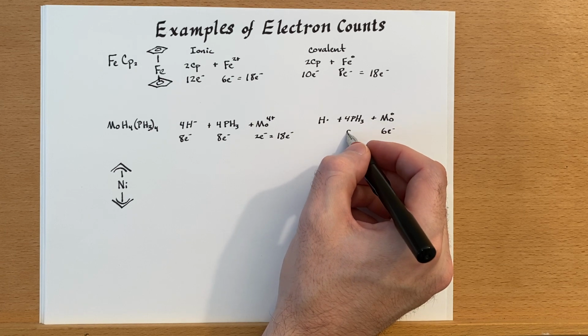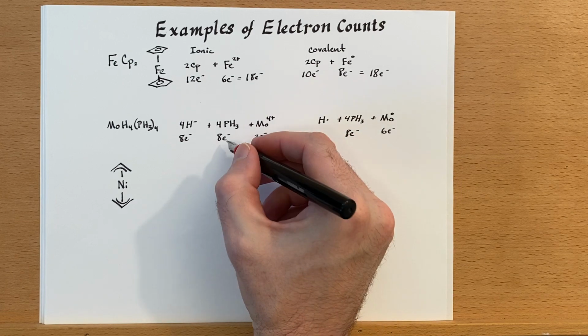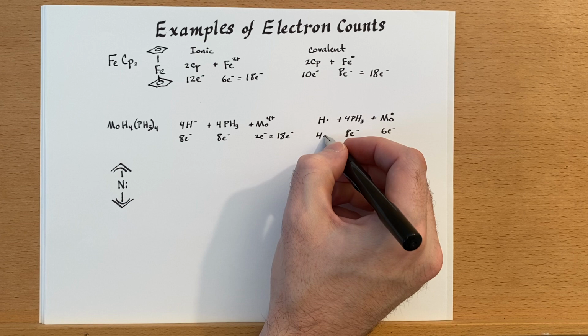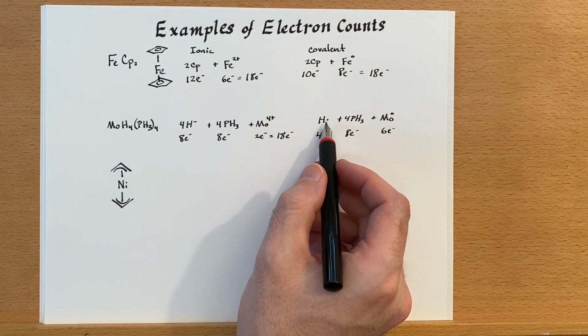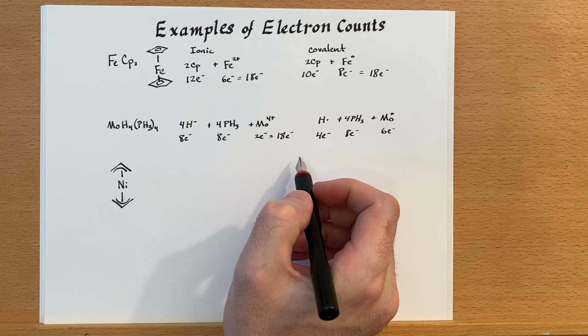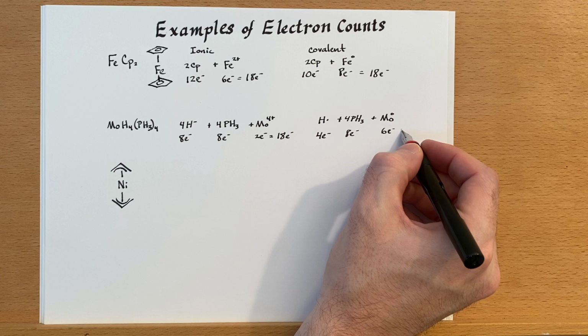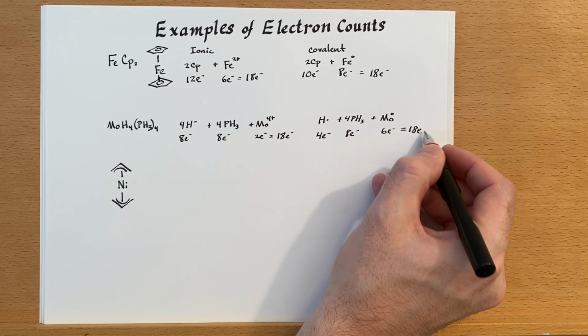This one has 8 still, because neutral ligands have the same number of electrons no matter which model you're counting. And now the hydrogens would only have 4 because they're neutral now, and hydrogen only comes with 1 electron then. Add those up, still 18 electrons.